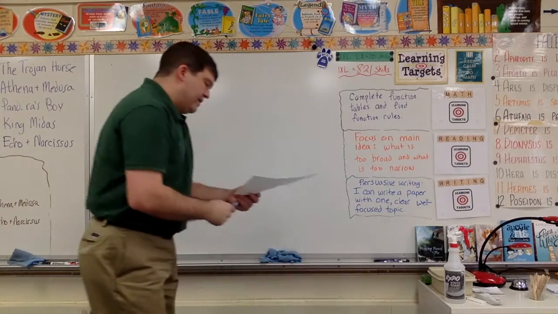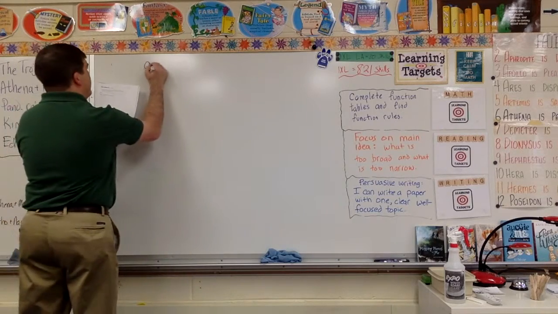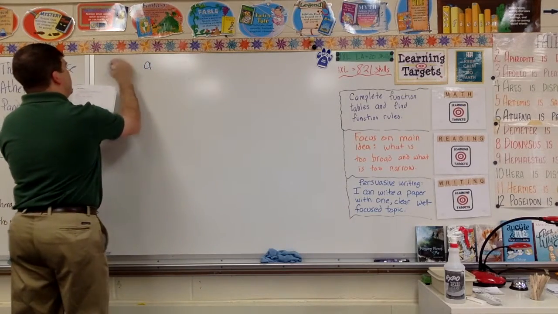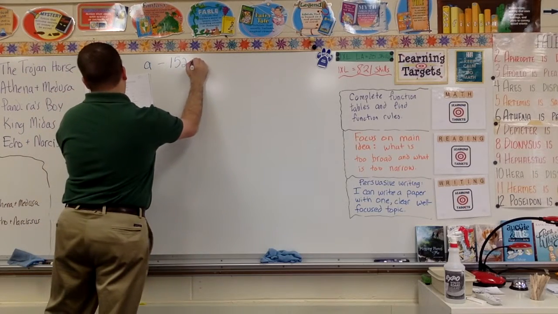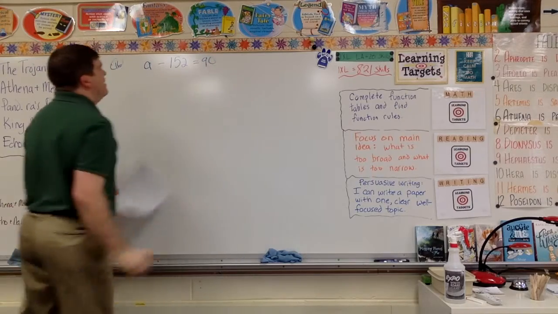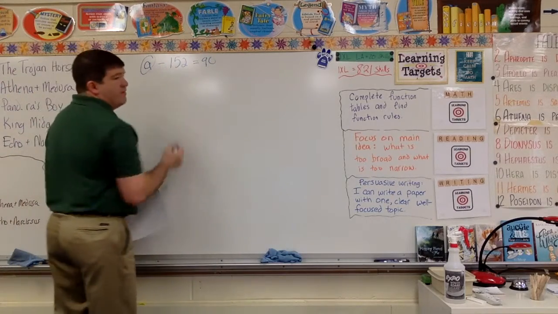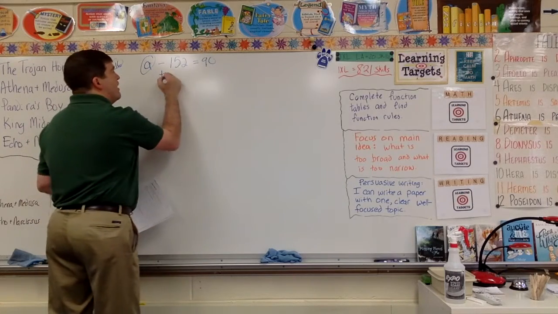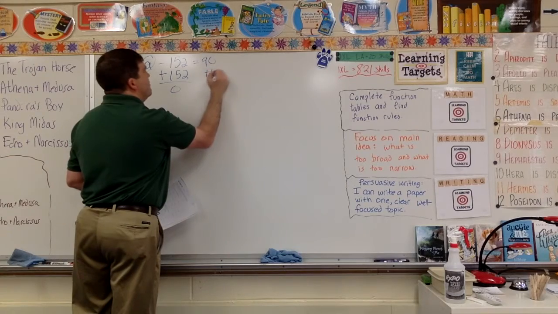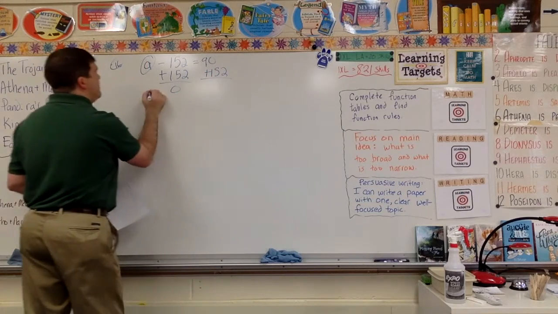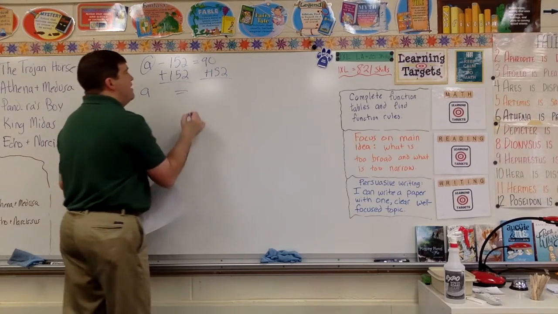Number 16, it says solve. So we have A, I'll do number 16 right here. A minus 152 equals 90. I need to find what A is. I want to get this all by itself. I have A minus 152. I want to add 152, so that gets me to 0. And I have to add 152 to each side. This is A. I don't need the 0, it's just 0.